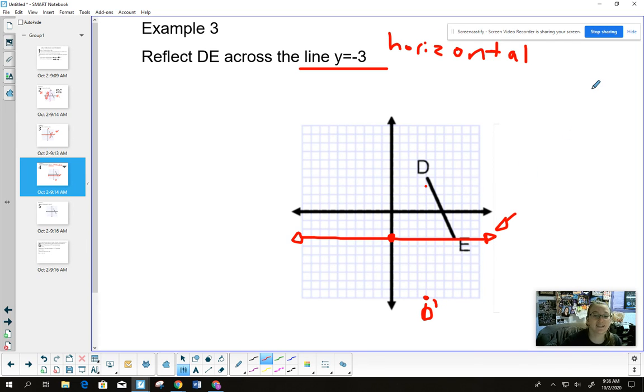Now for E. This is kind of a trick question. I want to see if you can figure it out. How far away is E from our mirror? It's not far away at all. In fact, it's touching our mirror. This is like if you put your finger on your mirror and it looks like you're touching your own finger.